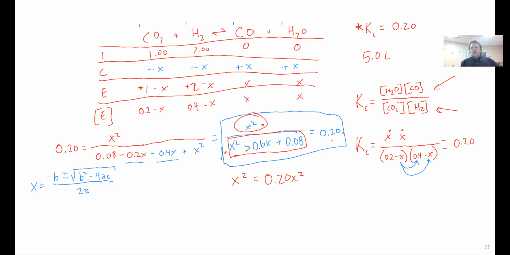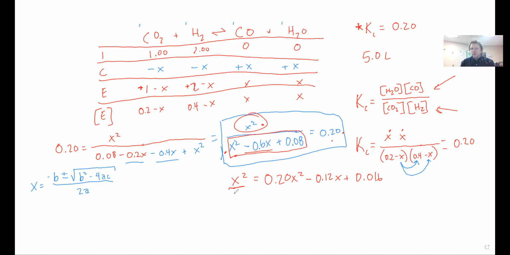Okay, then I'll take this, negative 0.6 times 0.2. Well, negative 0.6 times 0.2 is going to be negative 0.12x. Last but not least, I've got 0.08 times 0.2, and that's going to be plus 0.016.